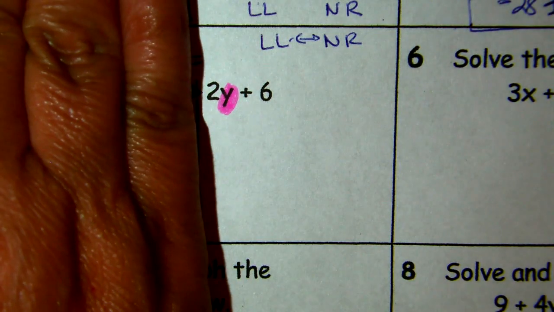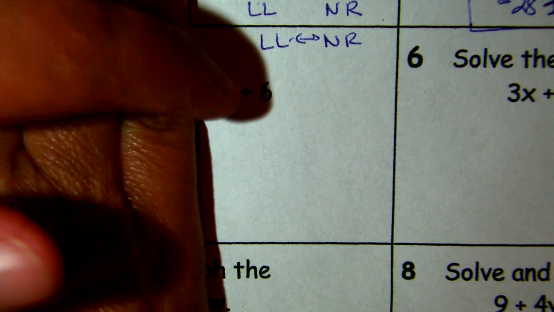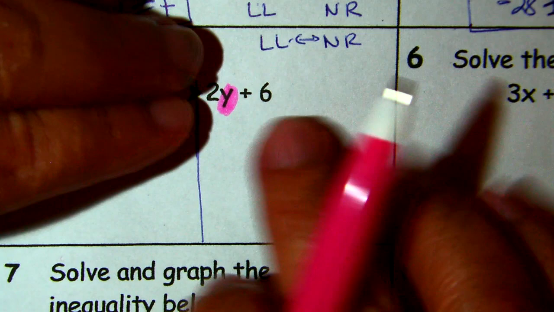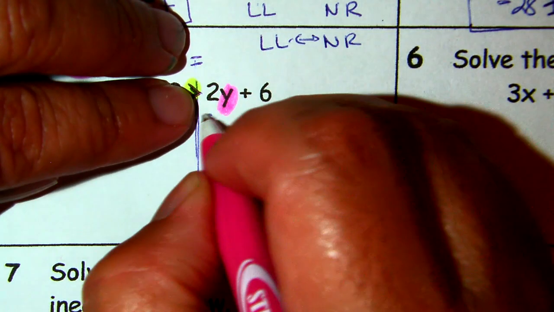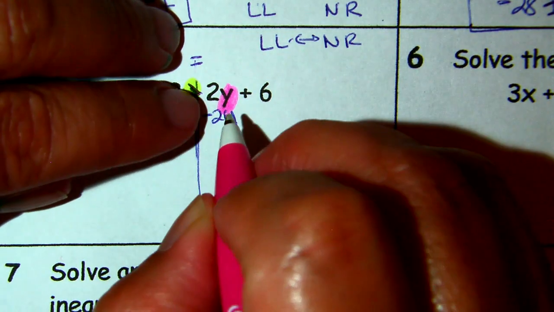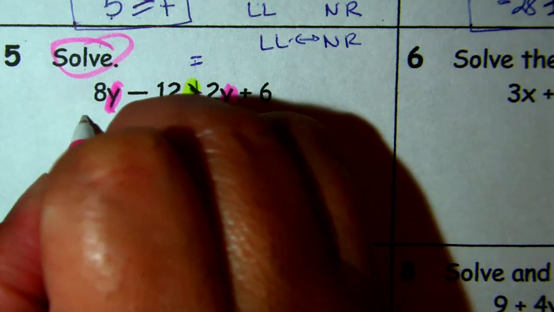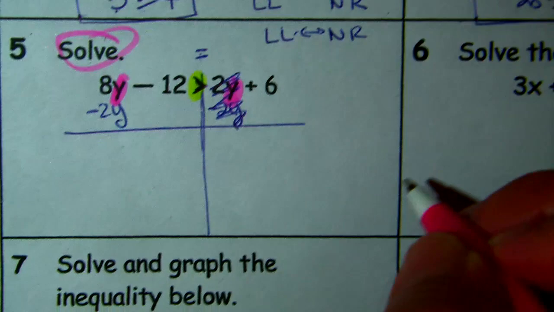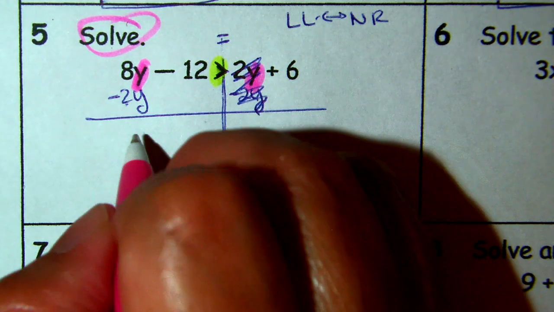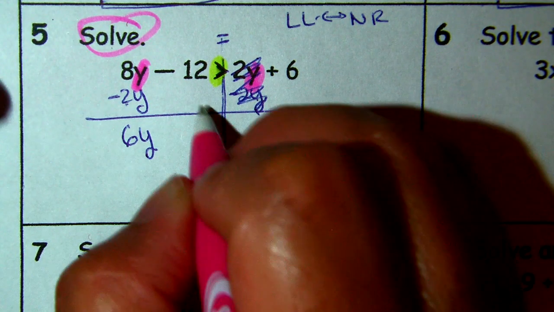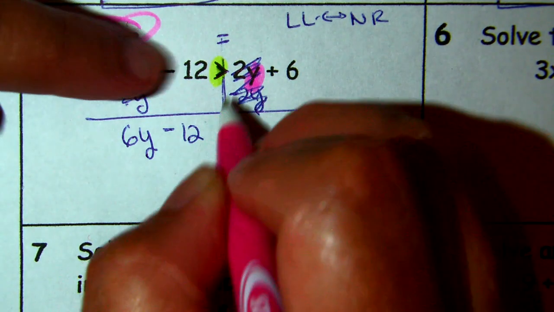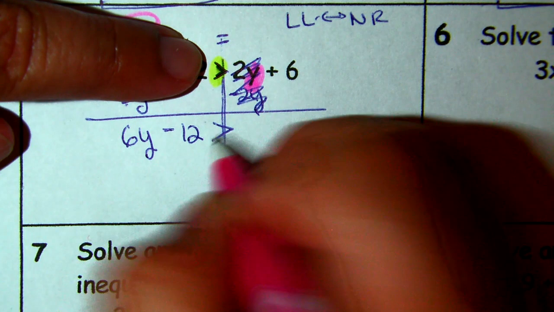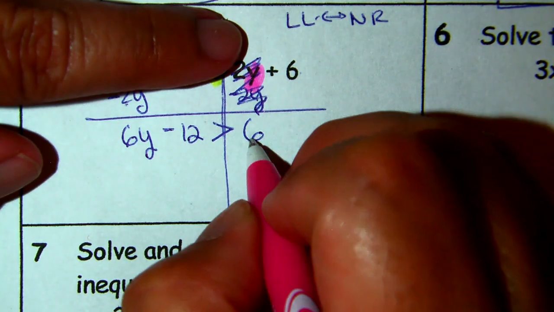So I cover one side. Do I have letters over here that I don't want? Yes, I don't want this one over here, so I'm going to subtract 2y. If I subtract here, I subtract on this other side. So these two get canceled. 8 minus 2, 6y. Bring down the minus 12, bring down your inequality, and bring down the 6.